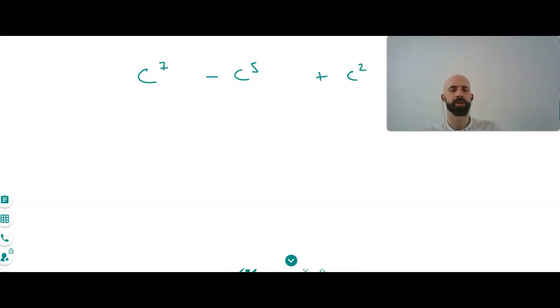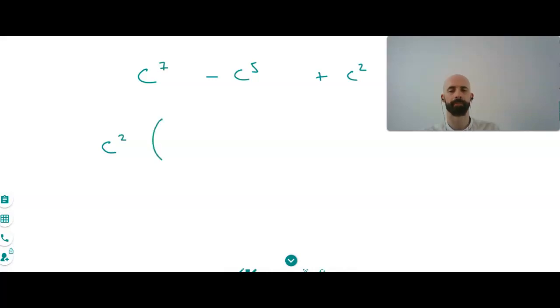Now the highest value of C I can go with is C squared, so I'll put that on the outside. That's the highest common factor between them. If I put a C to the 5 on the outside, that would be okay for these two, but it would be too high for the C squared. So I'll put on the outside C squared.